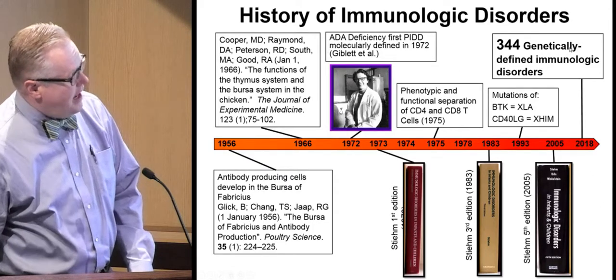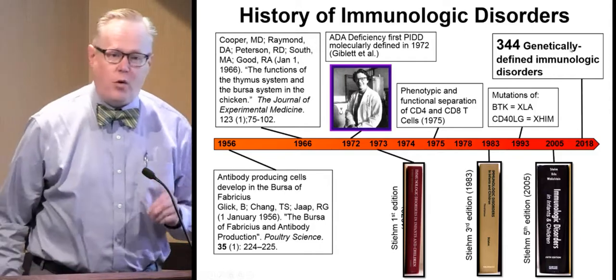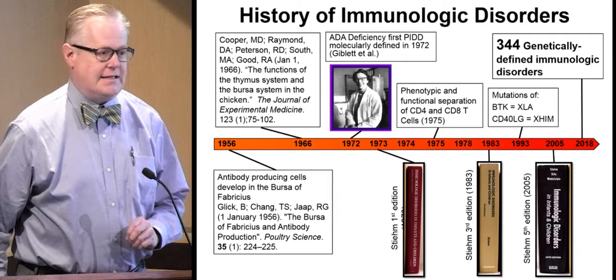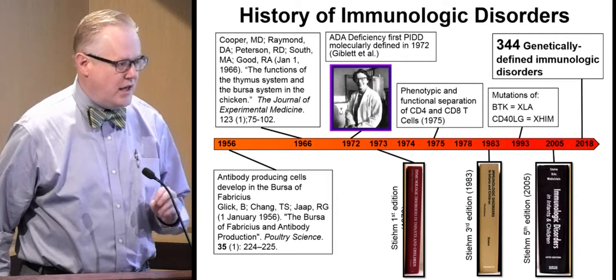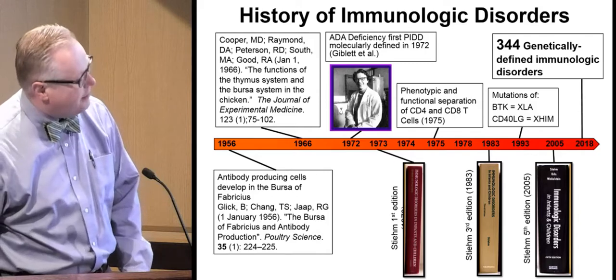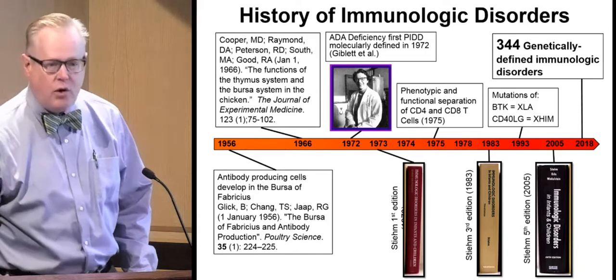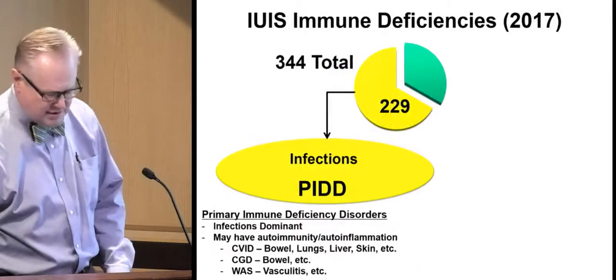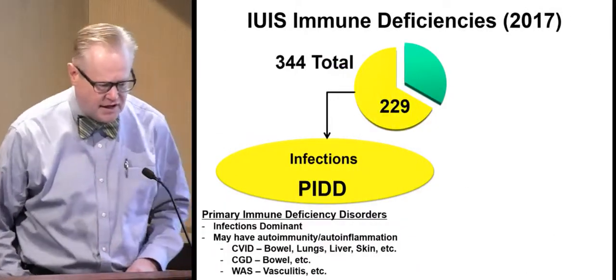But now, as I'll show you, there are 344 genetically defined immune deficiency diseases that have really informed us a tremendous amount about the human immune system and what specific parts of the immune system do in patients. Now, this is the breakdown of those.